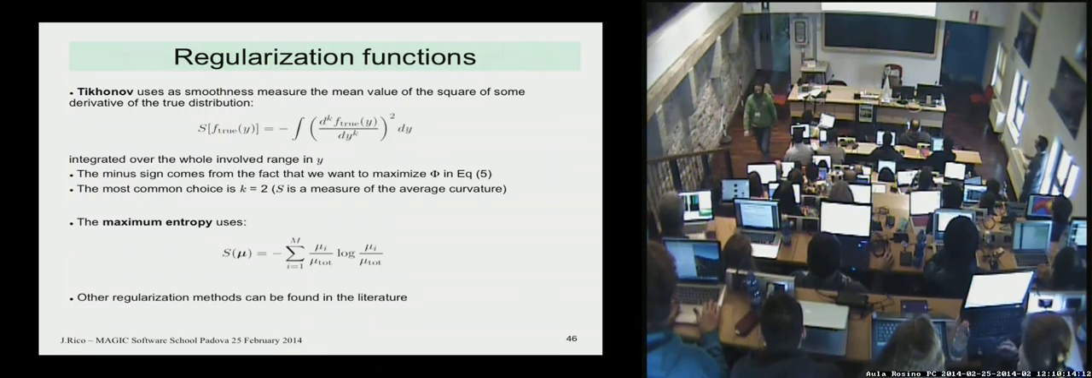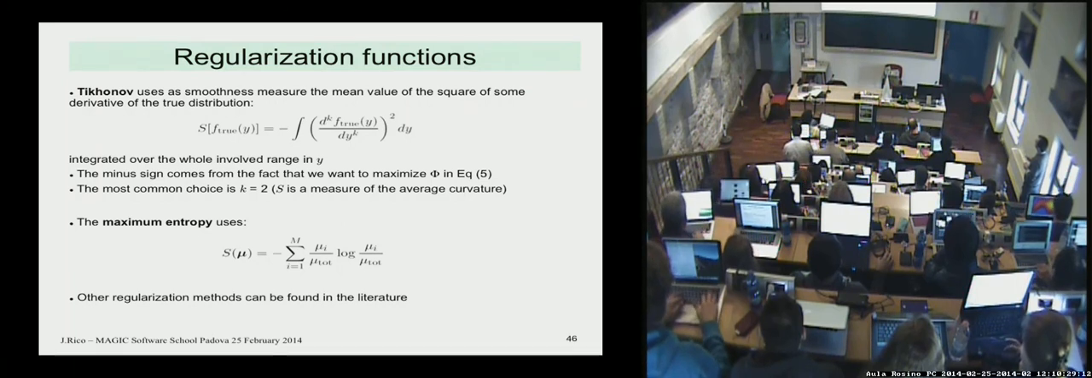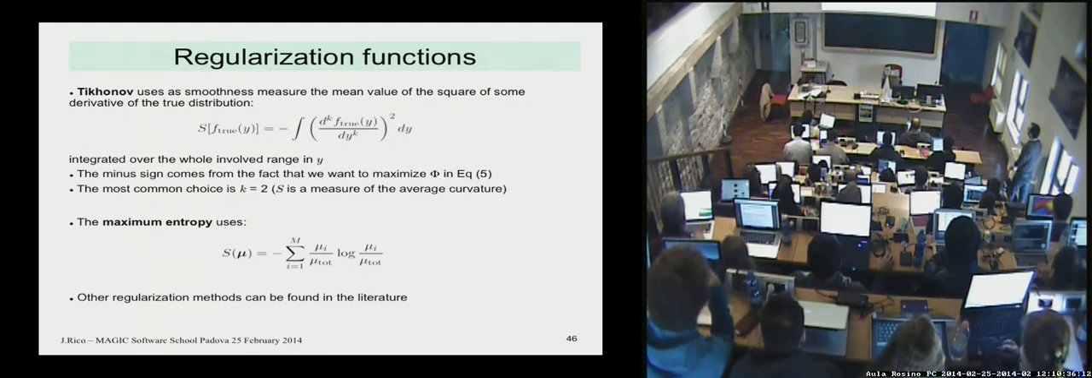Tikhonov uses as smoothness measure the mean value of the square of some derivative of the true distribution. So the regularization function of the true distribution would be some derivative, some meaning that this k can be 1, 2, whatever, so it can be the first derivative, the second derivative, the third derivative, and then you square it.